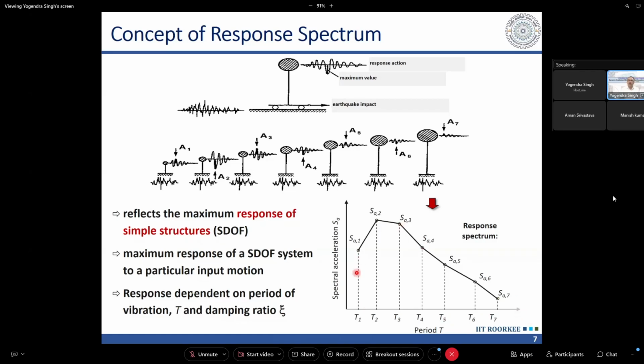And this plot is very important to us. Some of you may already be familiar with the importance of this, because if the response spectrum is available to us at any site, I can read the peak response of a single degree freedom system from this response spectrum, as we have seen in the first talk.